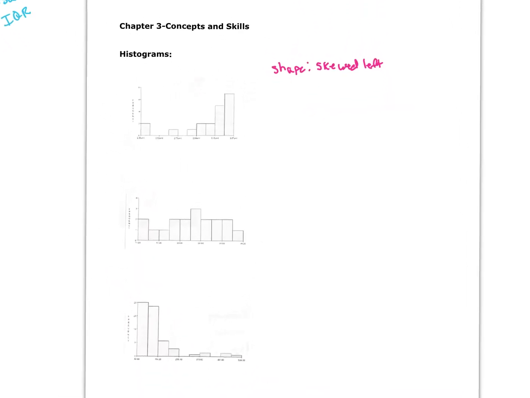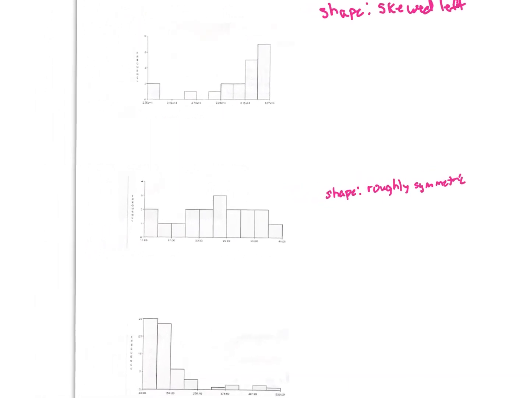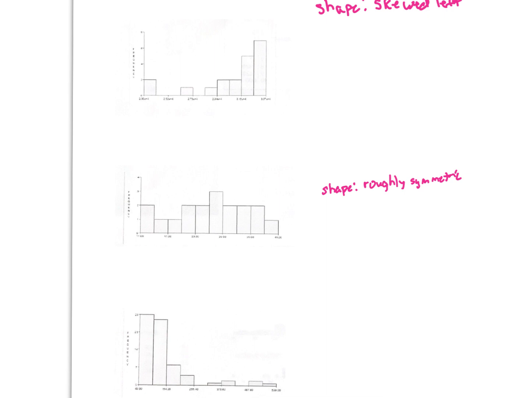I would say that this middle graph is roughly symmetric. So keep in mind what I said. It is not perfect. It is not completely, perfectly symmetric on each side. But I would definitely say that would be considered roughly symmetric.